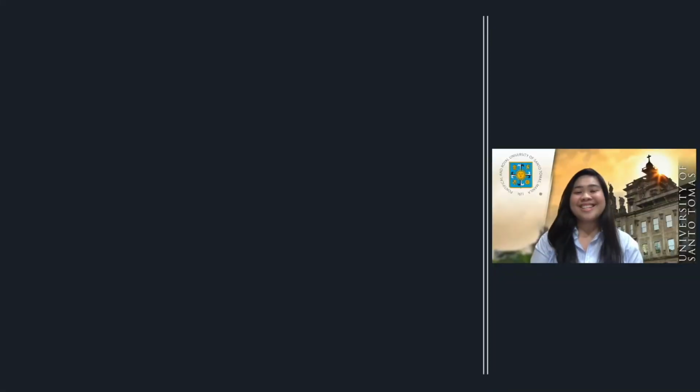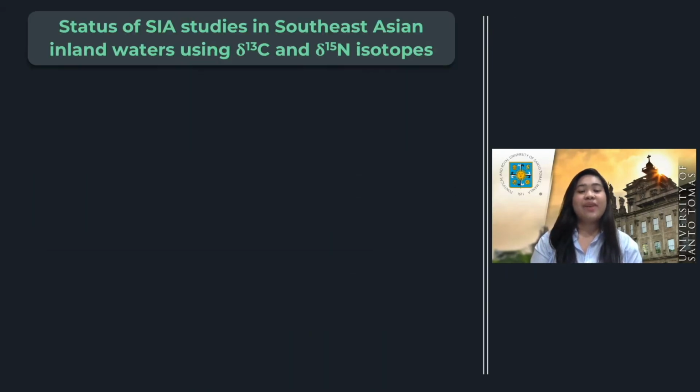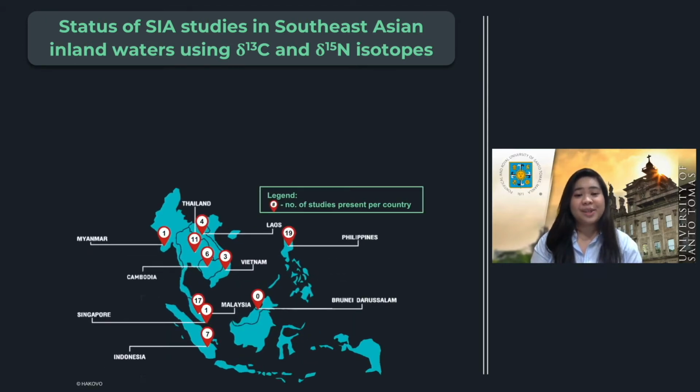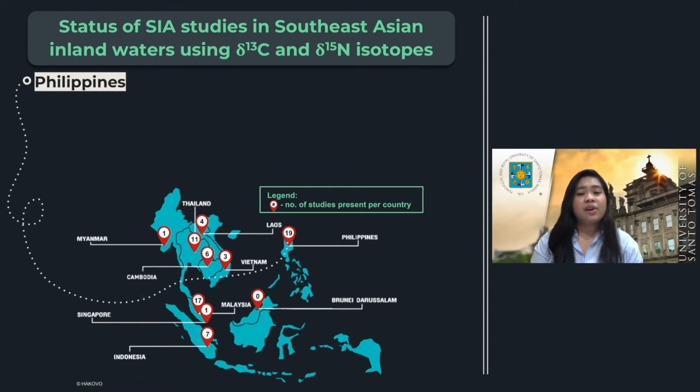Upon gathering the scientific papers, we were able to obtain this current status of SIA studies in Southeast Asian inland waters which used carbon and nitrogen stable isotopes. As can be seen in the map of Southeast Asia provided, the Philippines has the highest number of studies with 19 articles, where most studies were conducted in the year 2018.